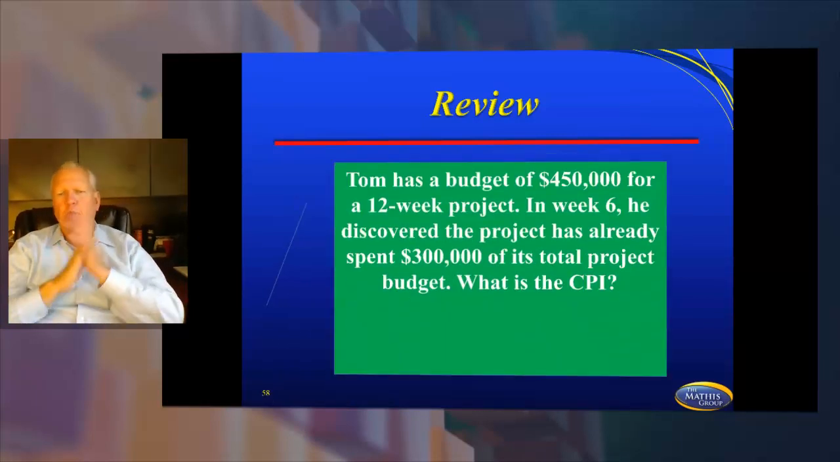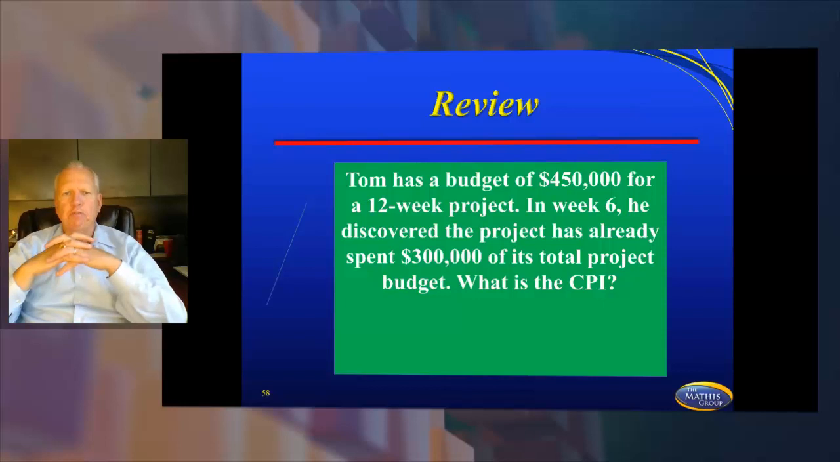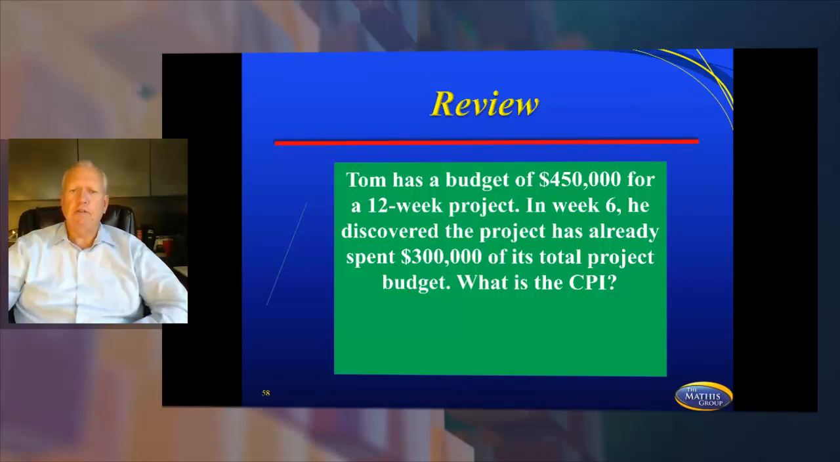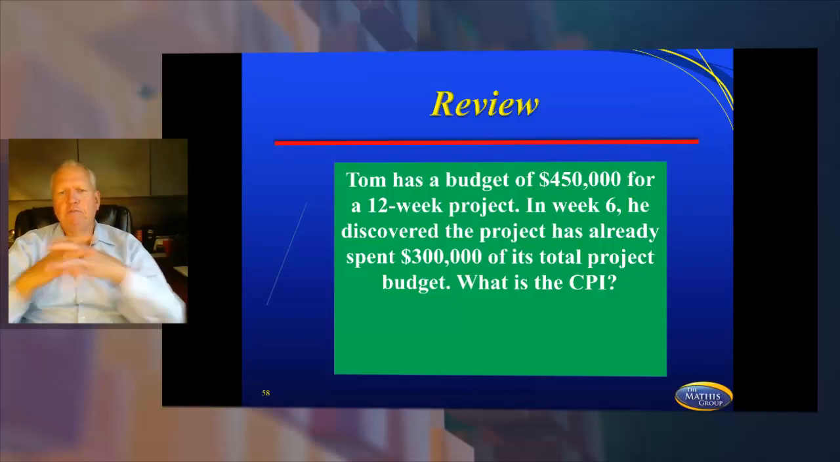All right, this one is very similar to what was called in. This does not follow any of the normal formulas, but I want to see whether or not you can calculate this. Tom has a budget of $450,000 for a 12-week project. In week 6, he discovered the project has already spent $300,000 of its total project budget. What is the CPI? Now, you don't have any of the other information. This is all you know. So you're going to have to come up with an average and turn it into the CPI.